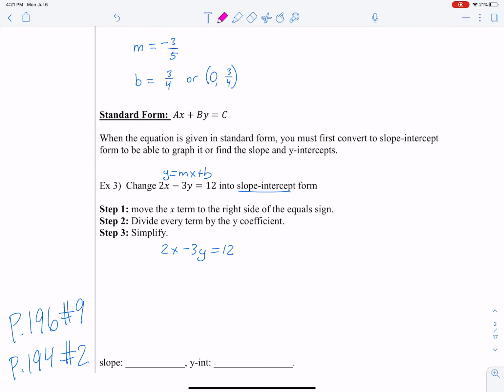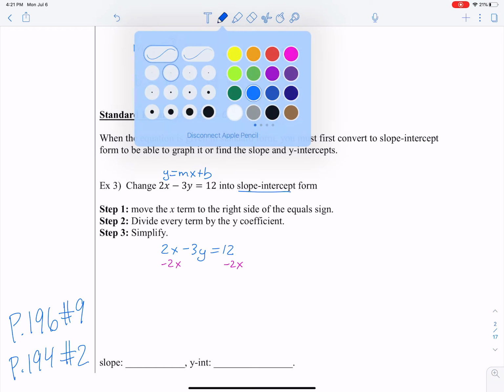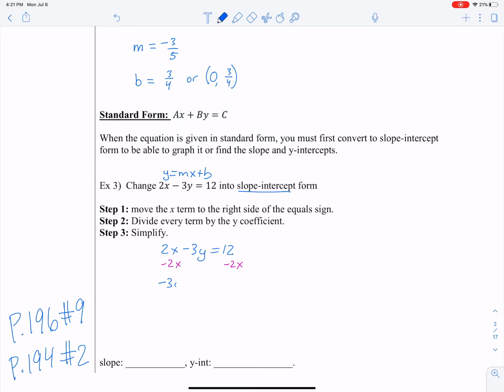And then I'm going to move my 2x. This is positive right now, so I'm going to do the opposite of that. I'll subtract 2x from both sides, so that way these are going to cancel out. Positive 2x, negative 2x cancel. And now it's going to be over here. So I'll rewrite that. Negative 3y, that didn't change at all, is equal to negative 2x plus 12.